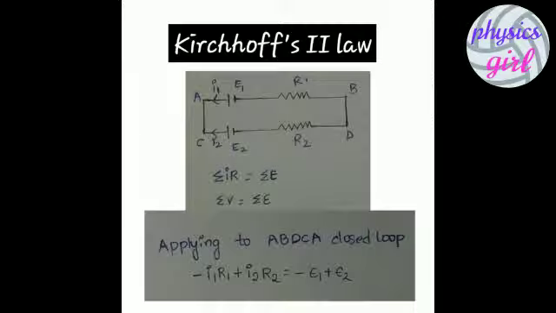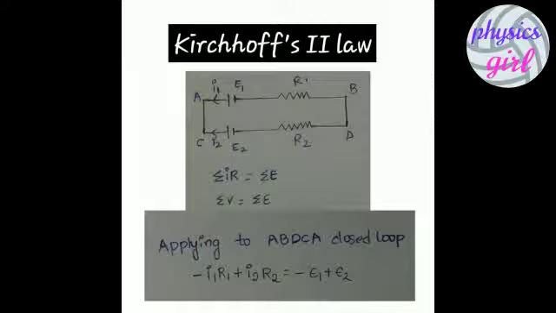Let us consider the circuit. The circuit consists of resistance, electromotive force and current. Now applying Kirchhoff's second law to this circuit: sigma V is equal to sigma E. That is, the algebraic sum of the potential differences is equal to the algebraic sum of the electromotive forces.